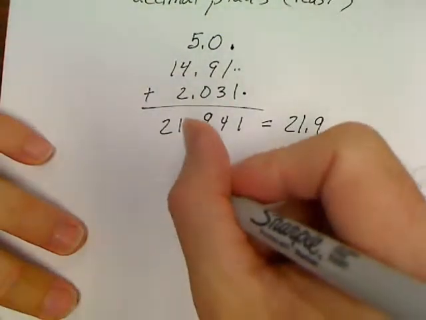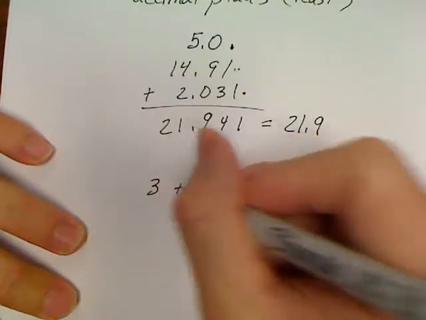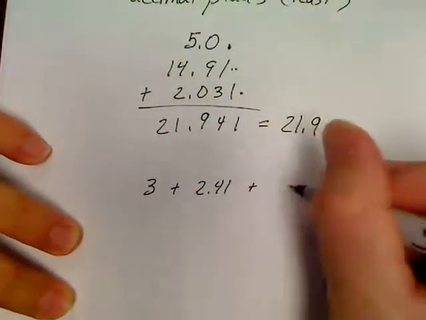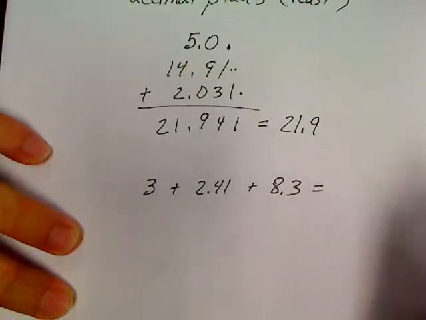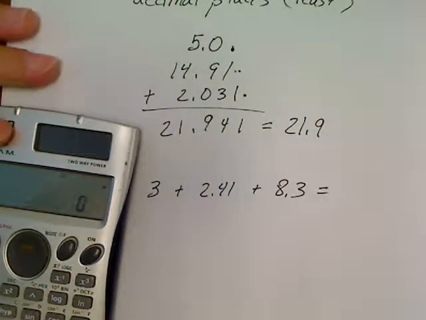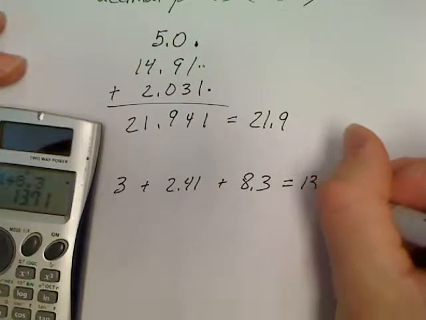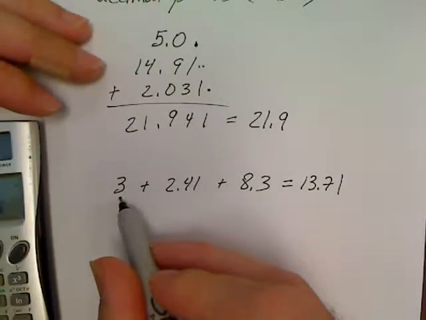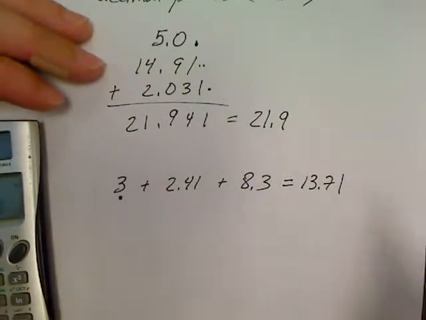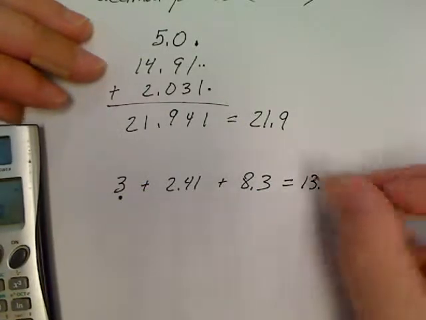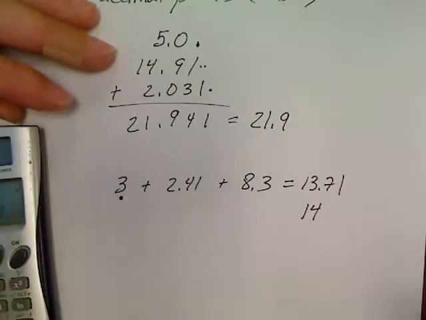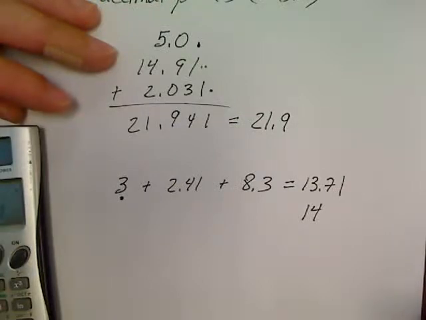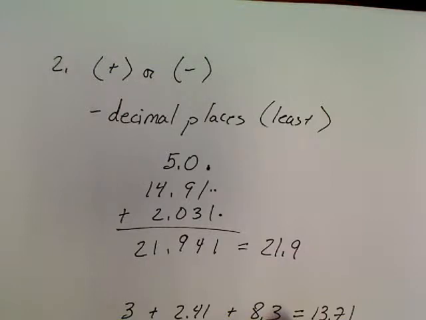So for a second example, let's say that we had 3 plus 2.41 plus 8.3. That equals 13.71. Here, I've got no decimal place though. So if I've got no decimal place, my answer can't have a decimal in it. So this answer, 13.71, becomes 14, rounded off, no decimal place. That's how you do your adding and subtracting rule. And hopefully this will kind of get you started on your significant figures.